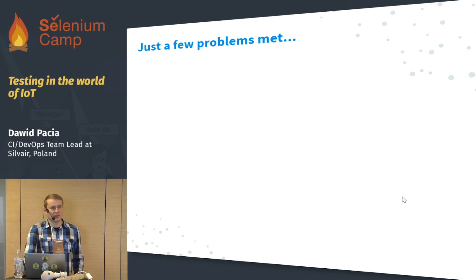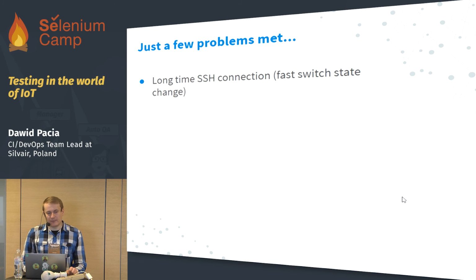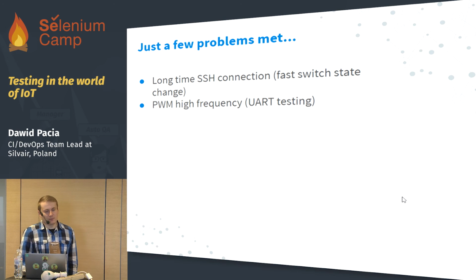Just a few problems met during working with hardware. The first one was the long SSH connection. It was like 4 seconds, I suppose. And if we are changing state, say, 10 times during one test case, it's 40 seconds. And if you have 200 or 300 test cases, you have no time even if you are doing tests during the night, because there is not enough range of time. So you can just run it during the weekends. Then PWM high frequency. It's more from hardware, while testing the protocol called UART.